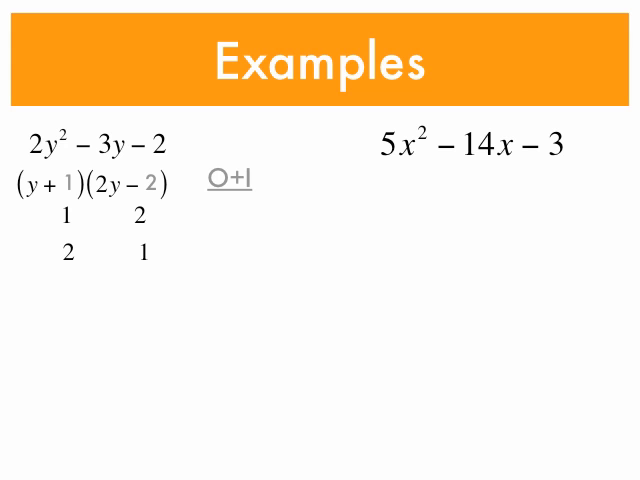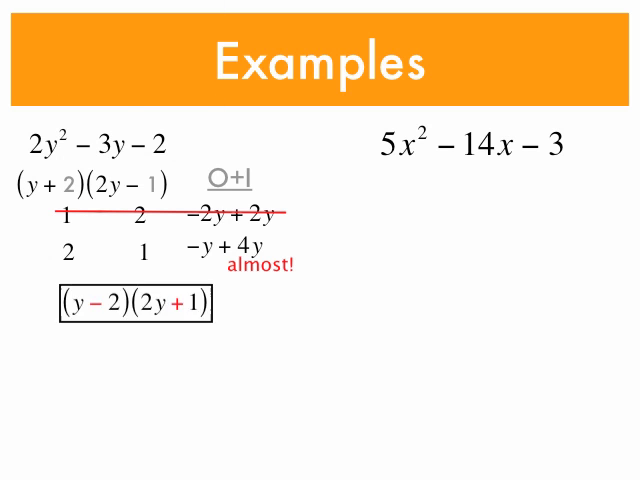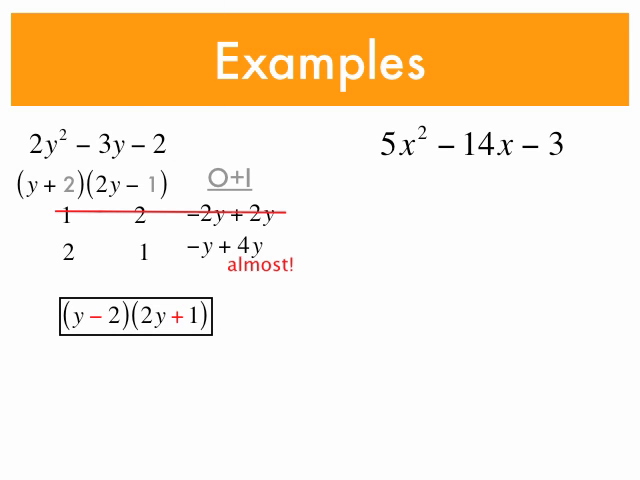If I put 1 in the first one and 2 in the second, my outside is negative 2y, my inside is positive 2y, which would just cancel, and I'm going for negative 3y. That's not a negative 3y. Let's try the same pair but in a different order. My outside is negative y. My inside is 4y. That would give me 3y. Is that what I want? No, I want negative 3y, so that's almost what I want. I just changed the signs. So I'd have y minus 2 and 2y plus 1.